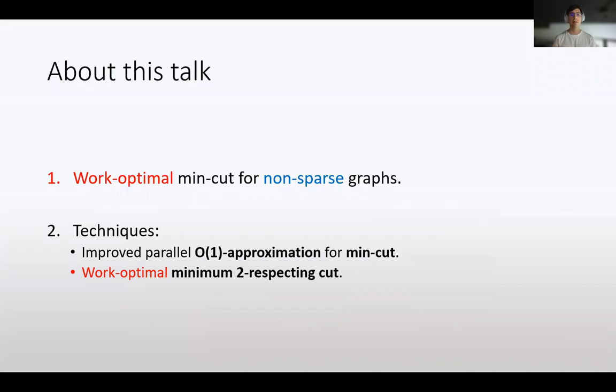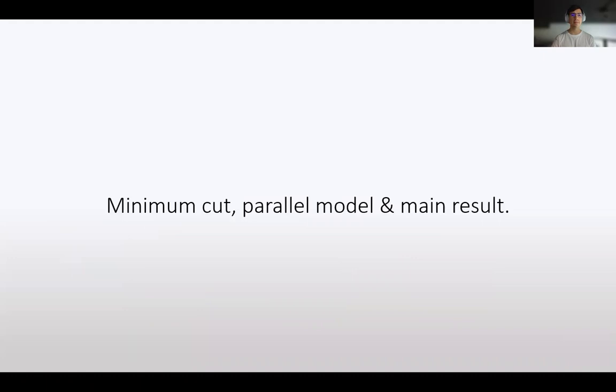In this talk, we will overview the first parallel weighted min-cut algorithm that has low depth and is work optimal in the regime of non-sparse graphs. The techniques involved are a parallel approximation algorithm for weighted min-cuts that performs less work than previously known in the regime of non-sparse graphs, and a proof that the minimum 2-respecting cut problem can be parallelized work optimally with low depth. Hopefully, this will become clearer by the end of the presentation.